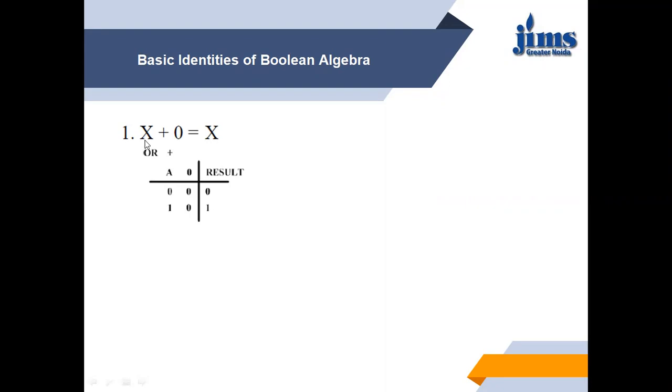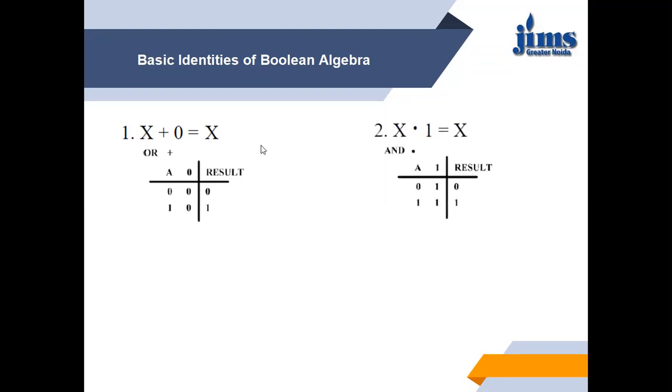Forget about this table. When x is ORed with 0, then the output will be x. You can consider we have an OR gate. The first input is A, another input is 0. So when A is 0, 0 OR 0 is 0; 1 OR 0 is 1. So when we OR any input variable with 0, the output will be the input variable.